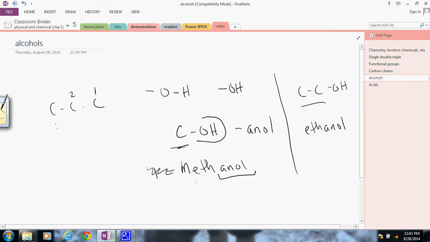So let's just say it's in the middle. Carbon, carbon, carbon, and top and bottom does not matter. This is going to be 2-propanol.